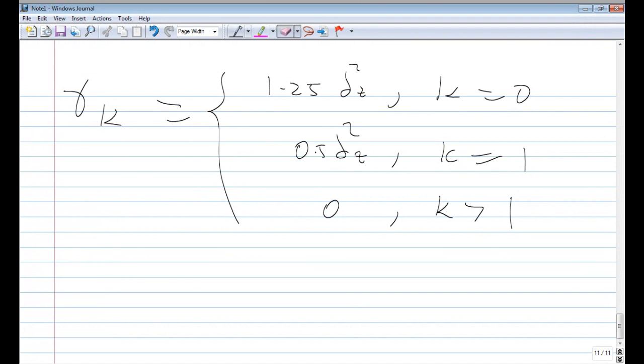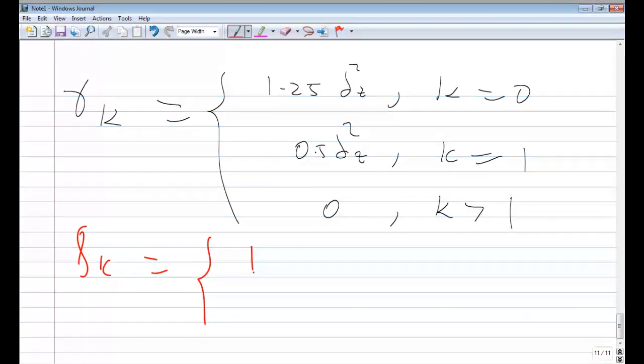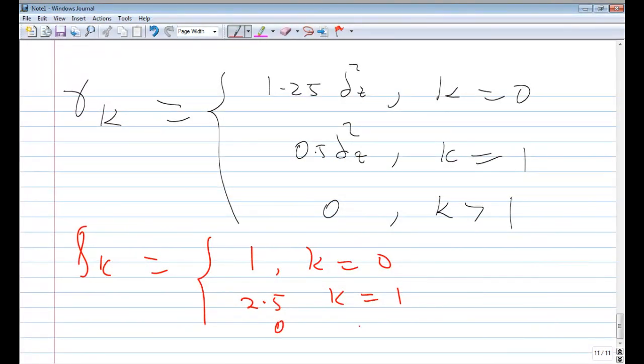It's 1 for k equals 0, then 2.5 for k equals 1, and 0 for k greater than 1. For k equal to 1 is what? It's 2.5. Then the other one is 0.